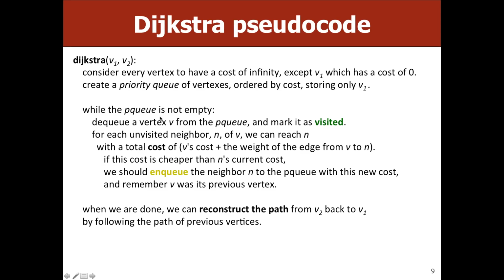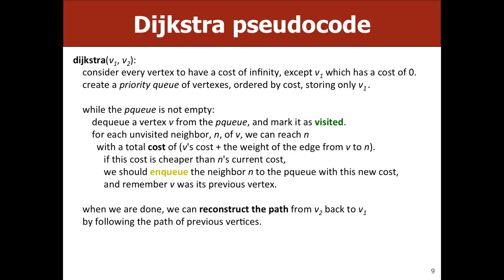And then while the PQ is not empty, we're going to dequeue the least cost node and mark it as visited. Then we'll look at the costs to get to all the other neighbors and say, okay, the cost to get to all of these neighbors is at most the cost it took for me to get to this node that I'm at right now, plus the edge cost to get to my neighbor. So if I'm at node B and it took 7 to get to B and there's an edge of length 2 to get to C, then the total cost to C would be at most 9.